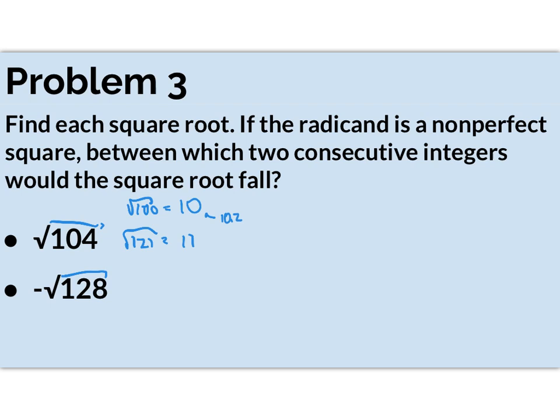The square root of 128 is non-perfect. The square root of 121 is 11. The square root of 144, which is next, is 12. It's closer to 121, so it'll probably be about 11.2. All we were looking for, honestly, was the two numbers where the square root will fall, and we found them, and that is our video.